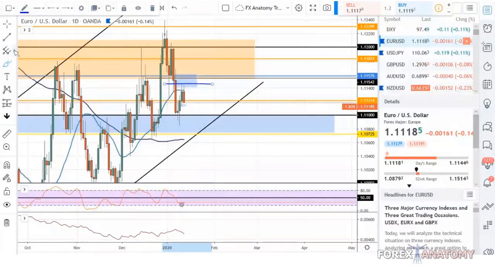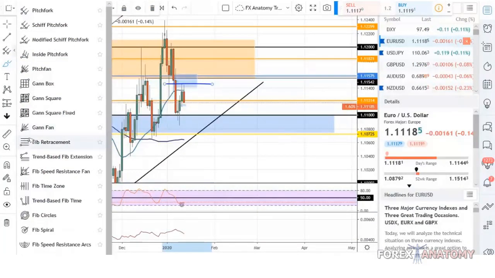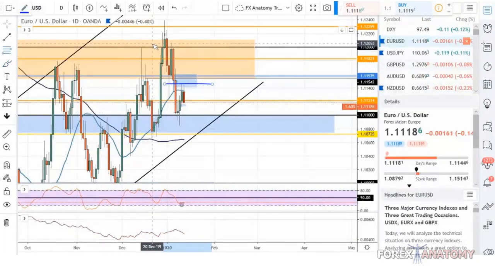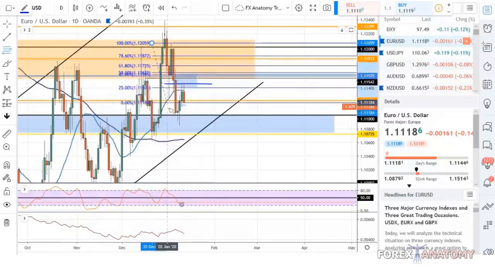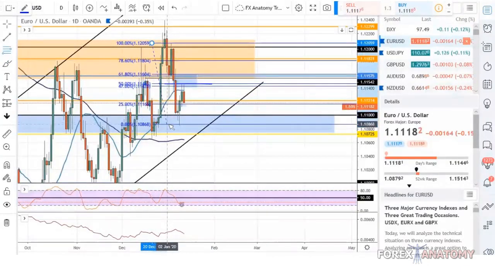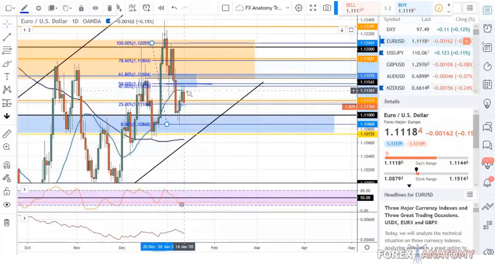And if you take your Fibonacci tool and draw it from this high all the way down to this low right here, we can see that price is also testing the 50% Fibonacci level or area. You can see, you look left, that price is testing this 50% retracement level. So there's reasons to believe that we should see some sort of bearish reaction to this level.